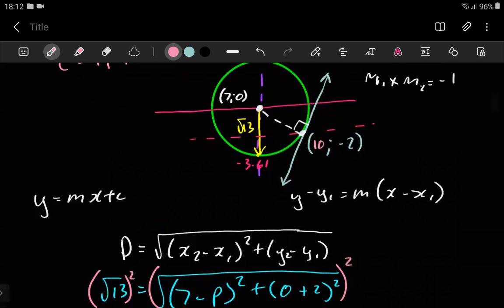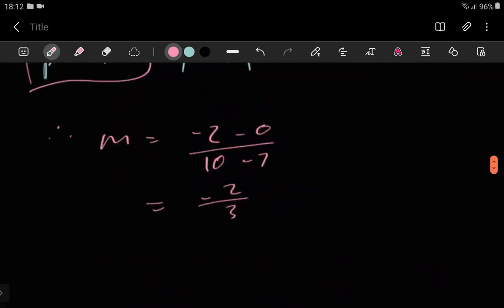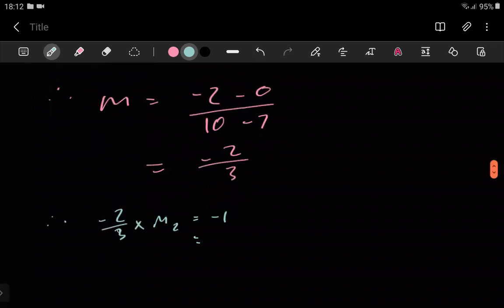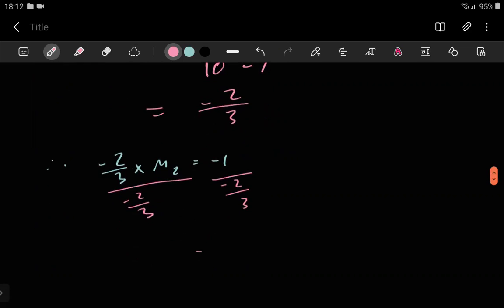Now, since we have the gradient of that white line, we can then say, therefore, negative 2 over 3 times the gradient of our tangent is negative 1, of which if you divide both sides by this, you're gonna have this fraction flipped over with a positive now. Perfect.